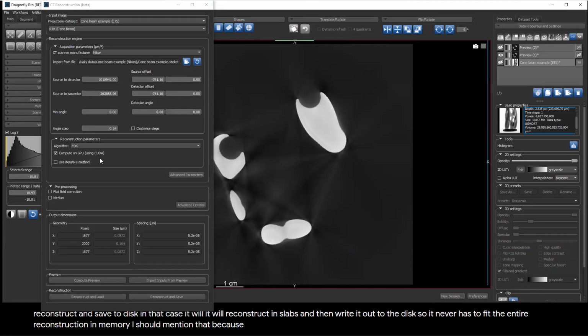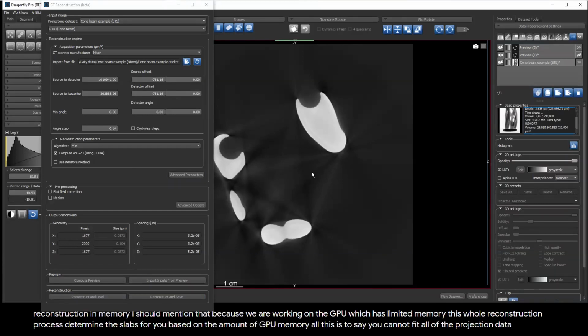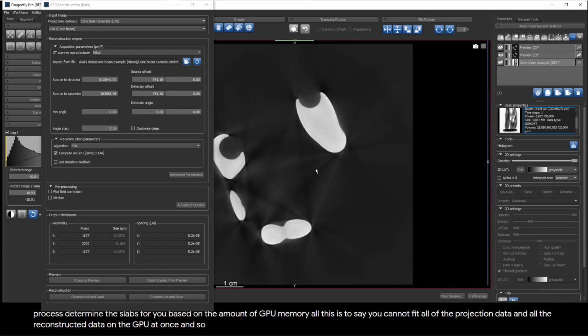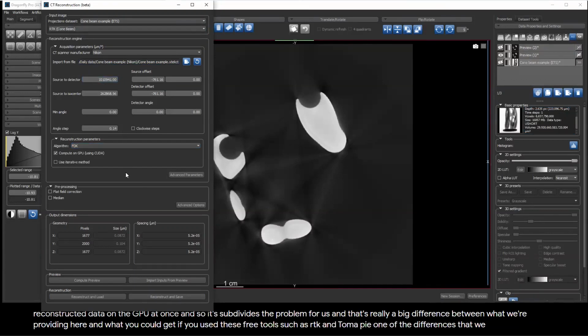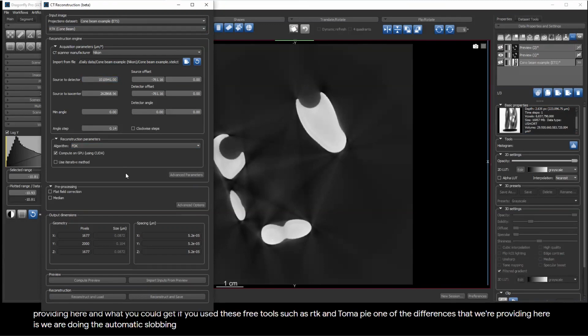I should mention that because we are working on the GPU, which has limited memory, this whole reconstruction process will be slabbing the data. It'll automatically determine the slabs for you based on the amount of GPU memory. All of this is to say you cannot fit all of the projection data and all the reconstructed data on the GPU at once, so it subdivides the problem for us. That's really a big difference between what we're providing here and what you could get if you used free tools such as RTK and TomoPy. One of the differences is that we are doing the automatic slabbing. There is a little bit of slabbing in some of those tools, but it's not as advanced as what we do here, and the slabbing will allow you to obviously tackle larger problems.